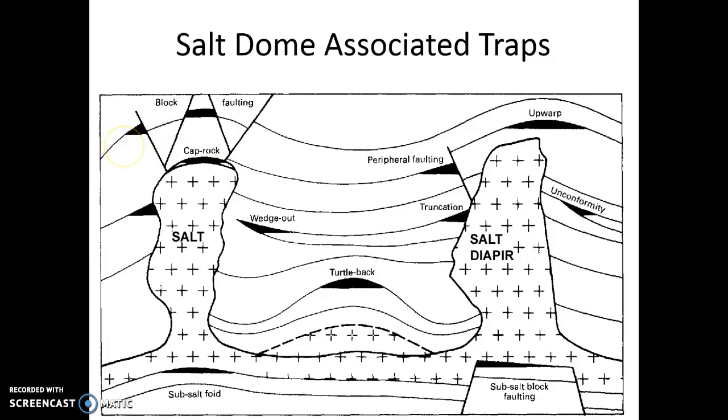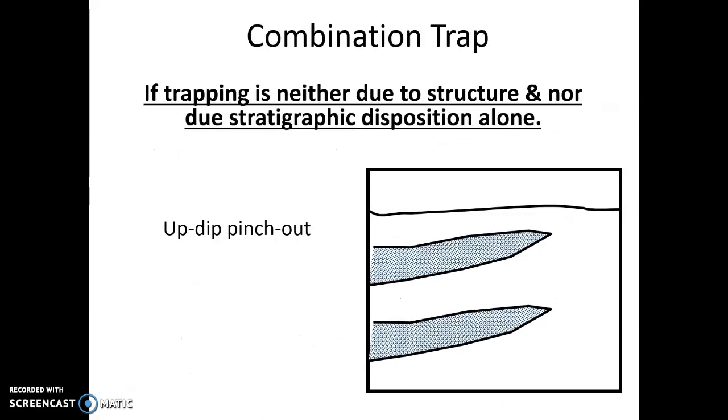Another example of a stratigraphic trap is the salt diapir. It's caused by the upward movement of sediments that are less dense than those overlying them. Okay, then we have the combination traps. This trapping is due to the structure or stratigraphic depositions alone.